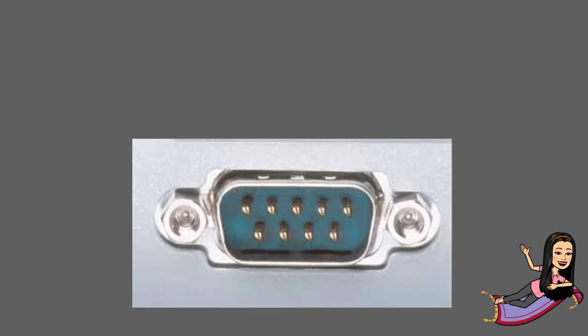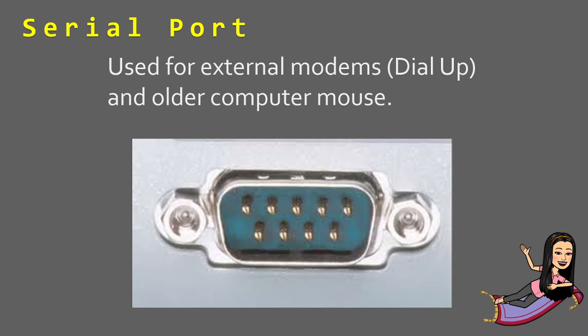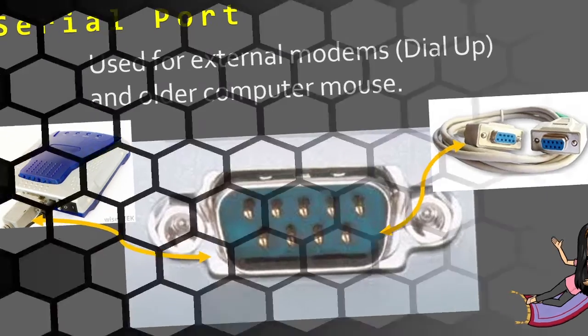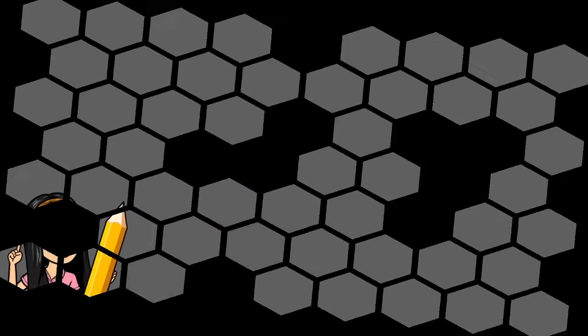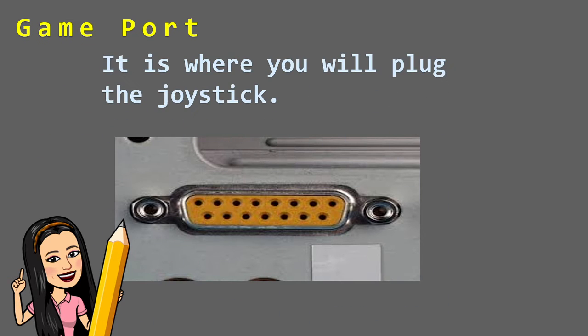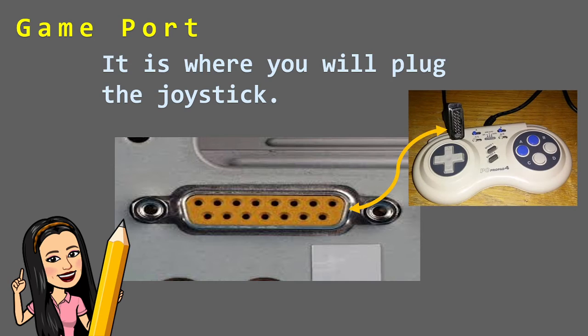The next one is the serial port. It is used for external modems like the dial-up and older computer mouse. The next one is the game port. It is where you will plug the older joystick.